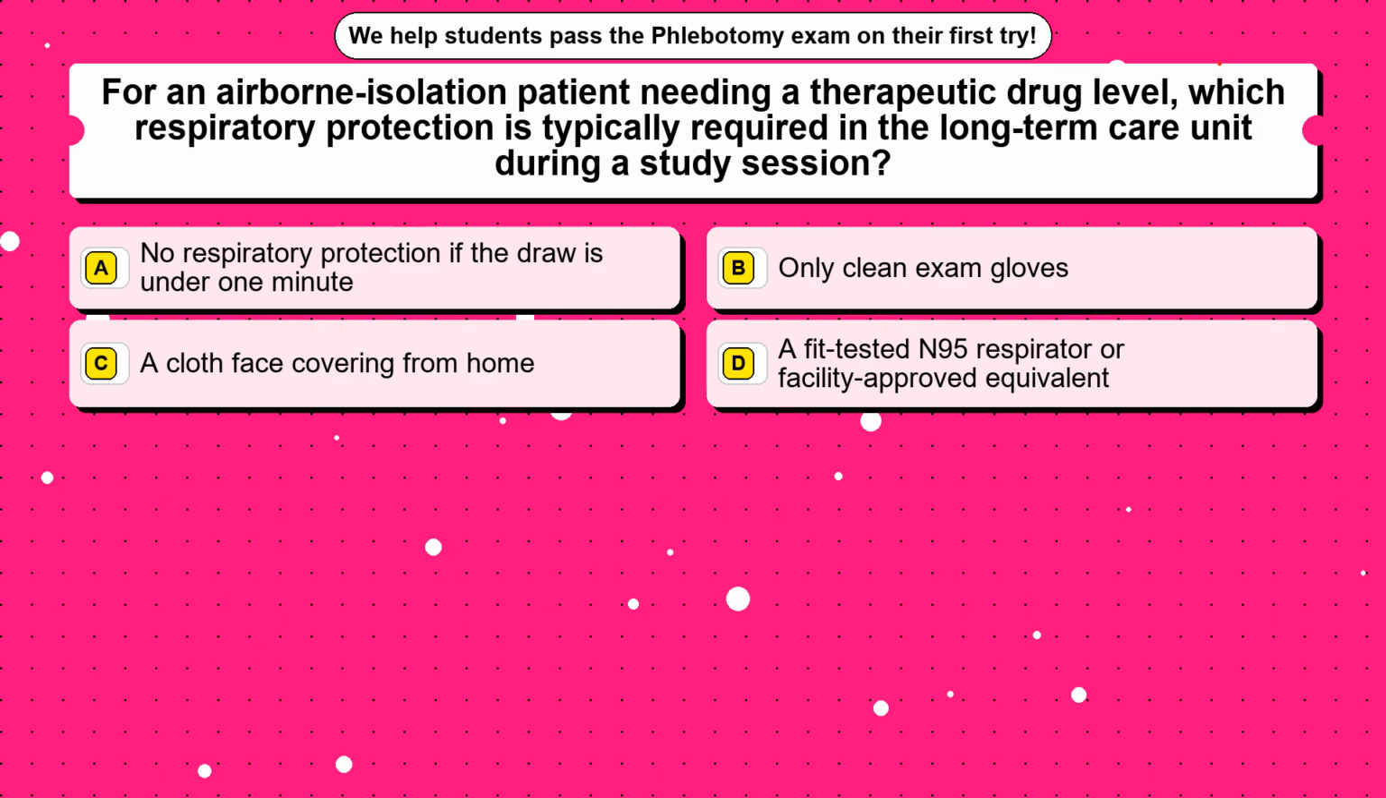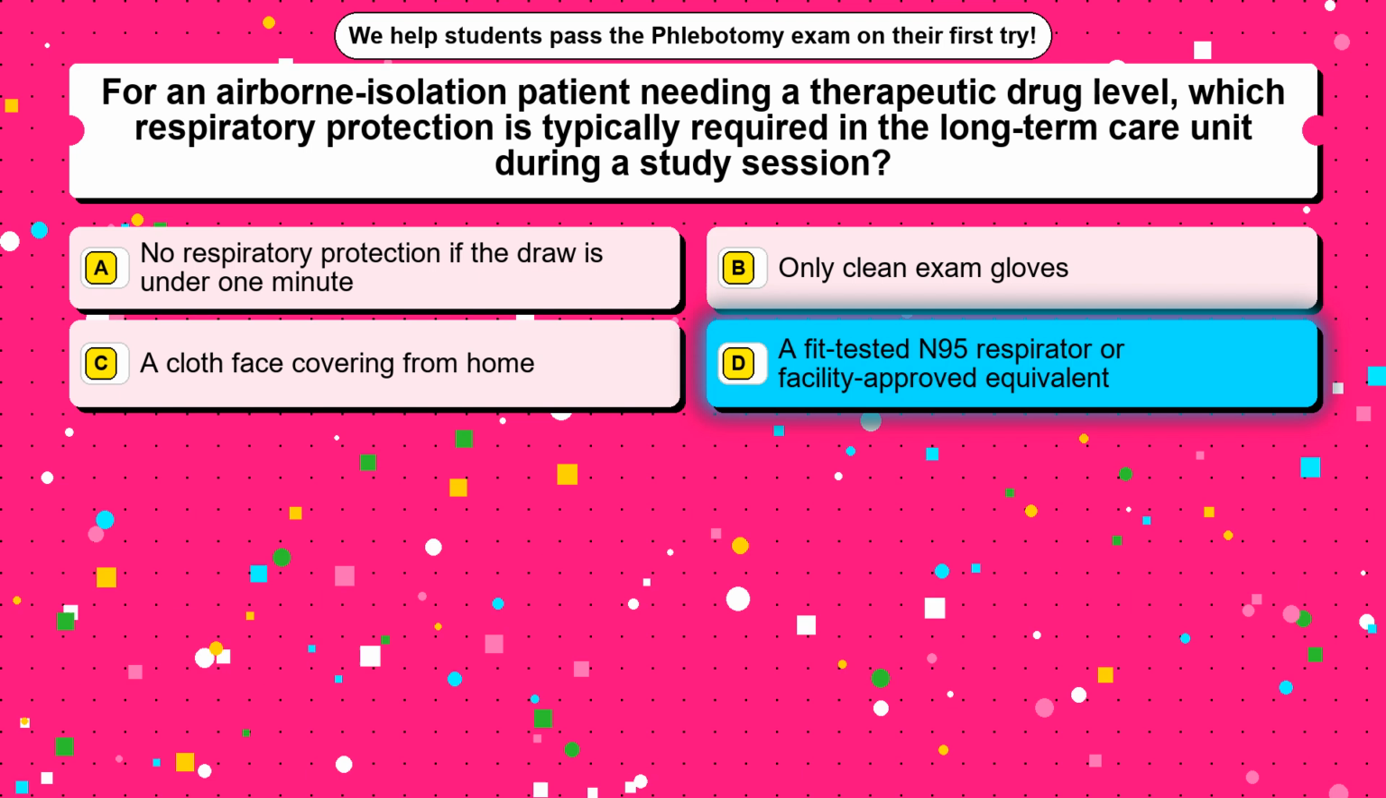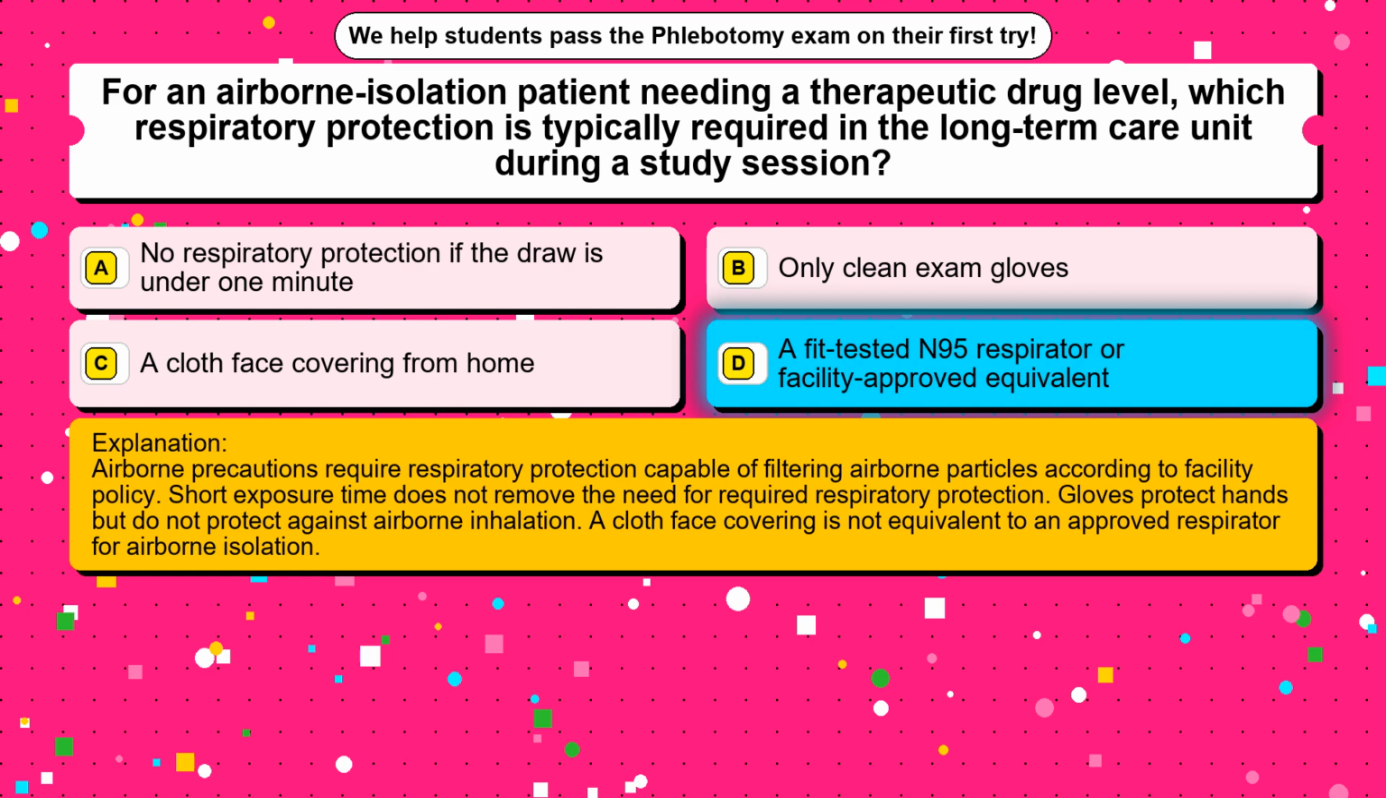The correct answer is option D. A fit-tested N95 respirator or facility-approved equivalent. Airborne precautions require respiratory protection capable of filtering airborne particles according to facility policy. Short exposure time does not remove the need for required respiratory protection. Gloves protect hands but do not protect against airborne inhalation. A cloth face covering is not equivalent to an approved respirator for airborne isolation.